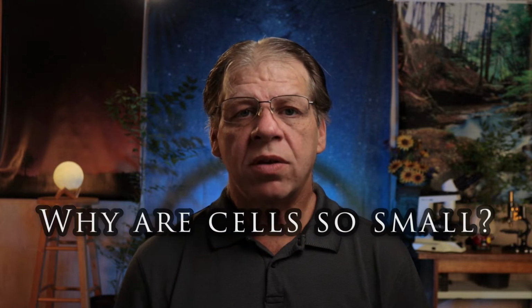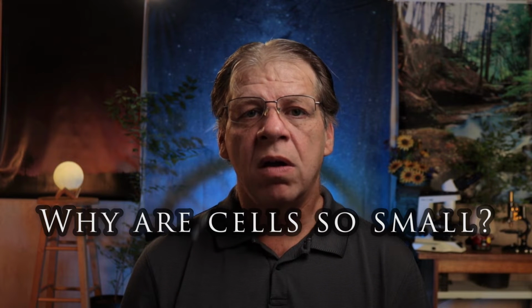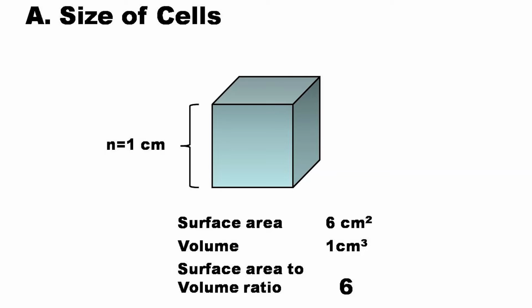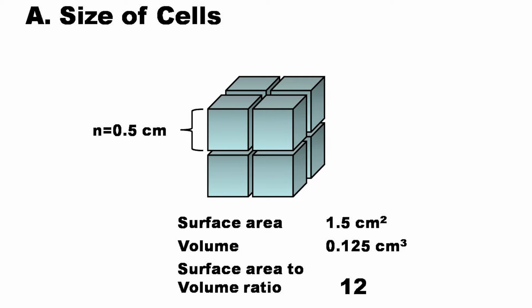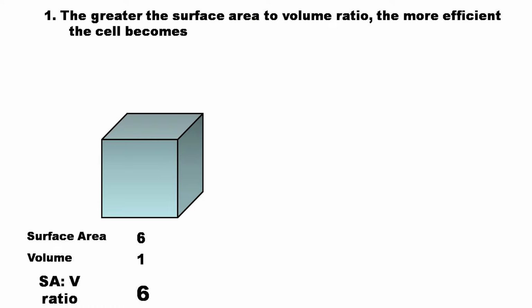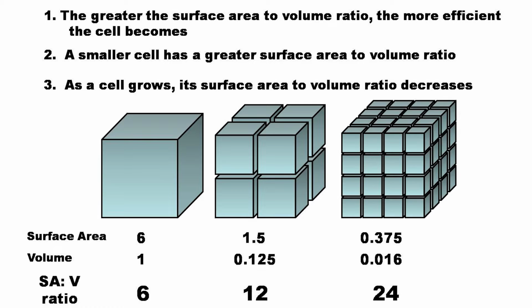You've got many different types of cells in your body, and not all cells are the same size and shape. So why are cells so small? Cells are small because it gives them a very high surface area to volume ratio. The smaller the cell, the higher the surface area to volume ratio. The higher the surface area to volume ratio, the more efficient the cell is at taking in nutrients and getting rid of waste. As the cell grows, its volume increases rapidly, but its surface area only increases slightly. The larger the cell, the smaller the surface area to volume ratio.